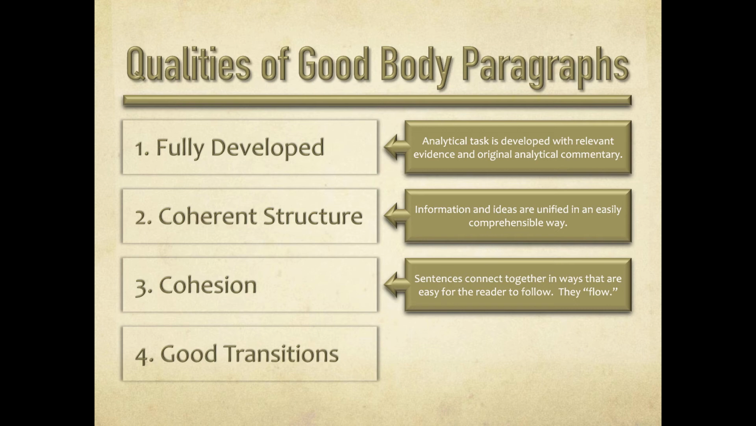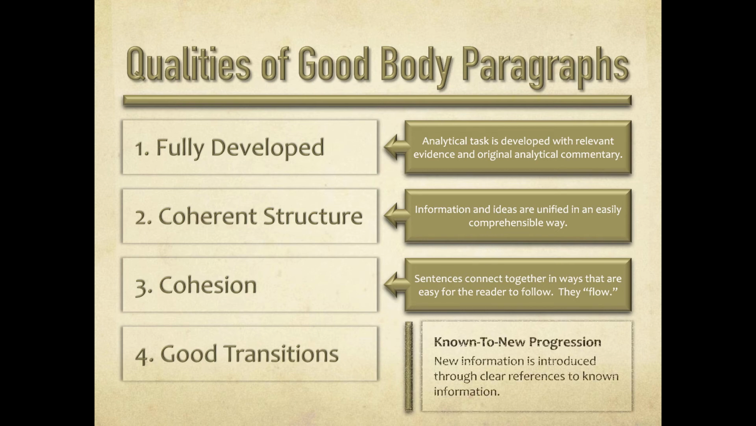Well, we can do this by making sure that each sentence in the paragraph has a clear known-to-new progression. Now, every sentence introduces some new information or idea, right? If it didn't, there wouldn't really be any need for that sentence. But as readers, we need to be able to easily see how that new information is connected to the known information that we've already received. And we need to see that connection while reading the sentence, not after we've already read the whole sentence.